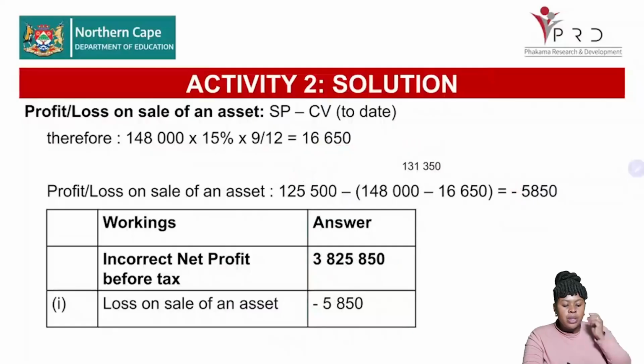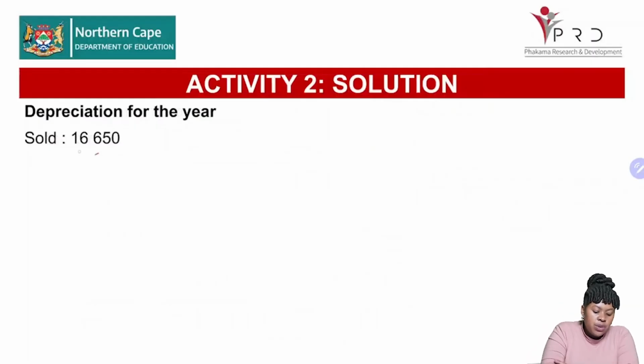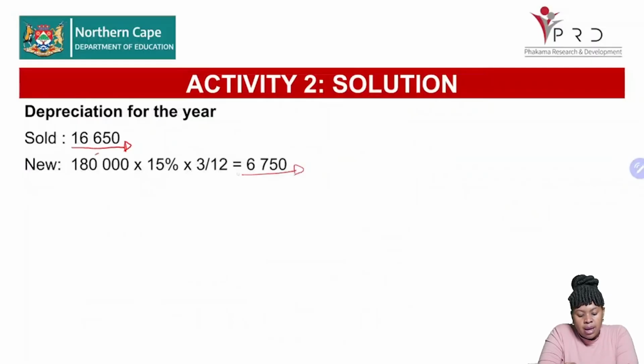Okay, so let's quickly do another adjustment. We're still at depreciation. Let's continue there. So the depreciation for the sold one, we've already calculated. However, there is a new vehicle that has been purchased. So then we are going to say 180 multiplied by 15% multiplied by 3/12, and that will give us our 6,750. That is our depreciation for the new.